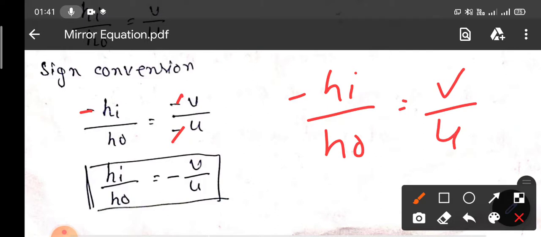If you take the negative sign to the right side, then finally your equation will become hi by ho is equal to minus v by u, and this is your magnification formula.